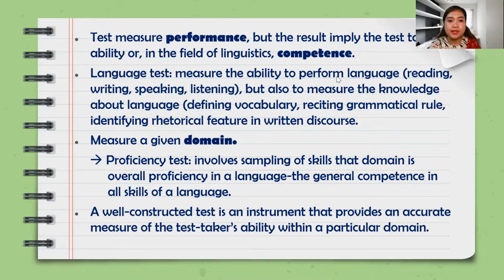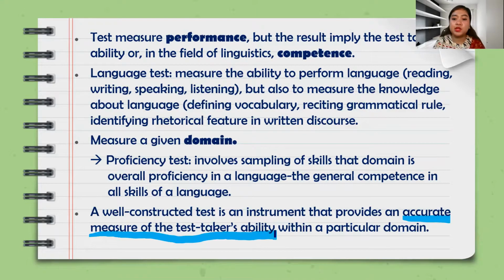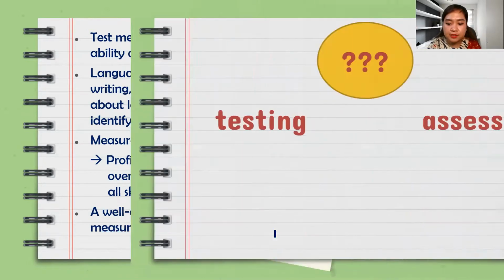So a well-constructed test is an instrument that provides an accurate measurement. Tests usually provide an accurate measure of the test taker's ability within a particular domain. That's why it was stated previously that tests should measure a given domain. When we talk about proficiency in the language, we talk about the general competence in all skills of the language. Hopefully, guys, you can clearly understand these specific points related to a test.